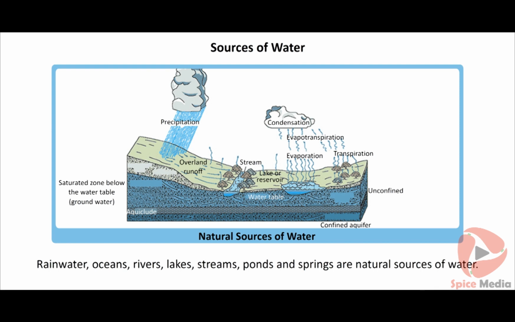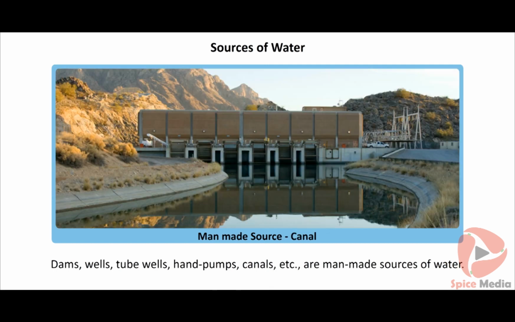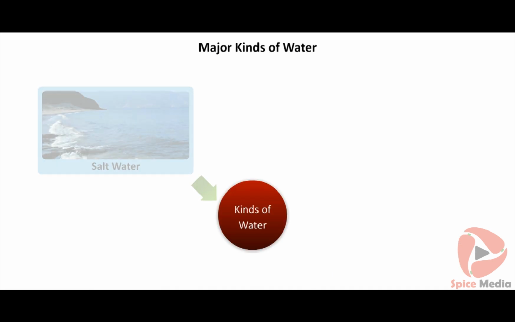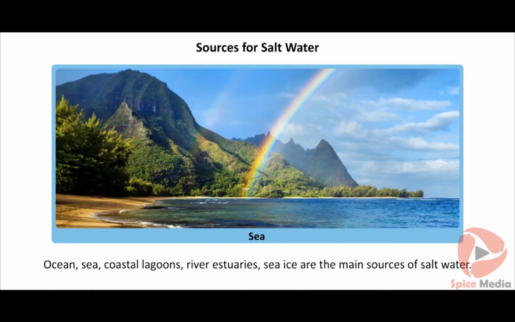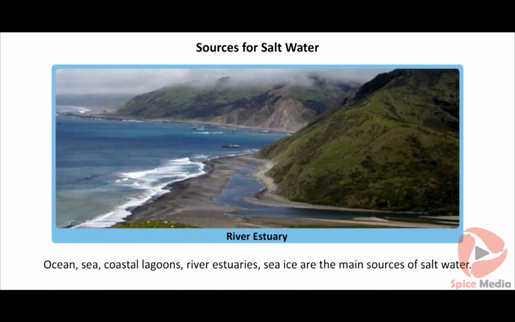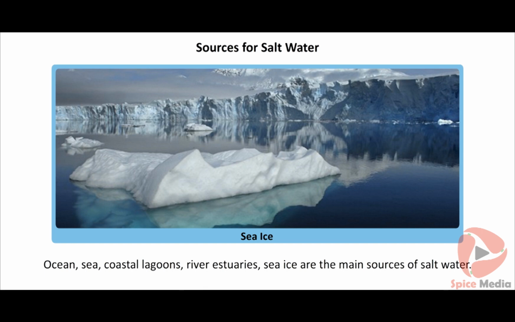Rainwater, oceans, rivers, lakes, streams, ponds, and springs are natural sources of water. Dams, wells, tube wells, hand pumps, canals, etc. are man-made sources of water. Water is of two kinds, salt water and fresh water. Ocean, sea, coastal lagoons, river estuaries, and sea ice are the main sources of salt water.